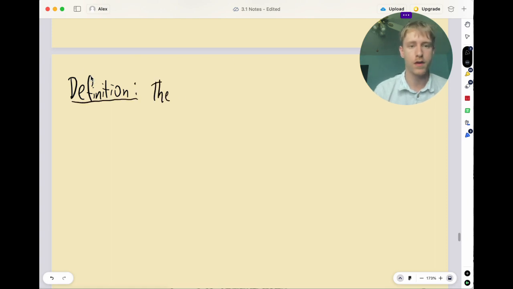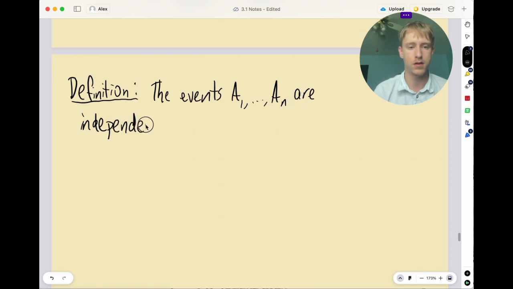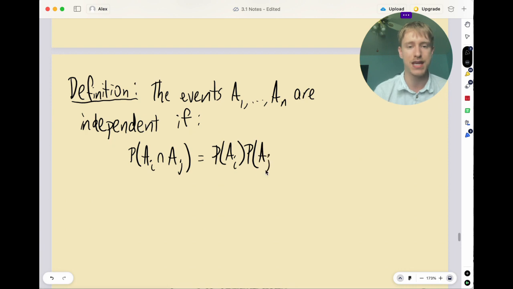So we're going to say that the events A1 all the way through AN, we can say that they are independent if we have the following chain. We have that the probability of AI intersect AJ is equal to the probability of AI times the probability of AJ. Okay, so for any I and J between 1 and N, then independence works for 2 events.